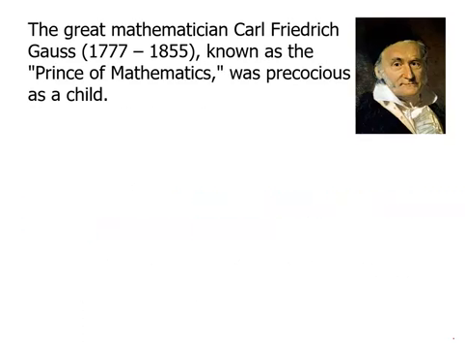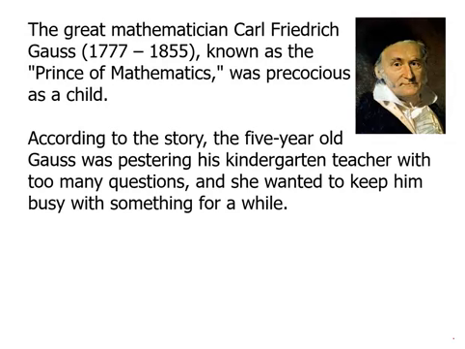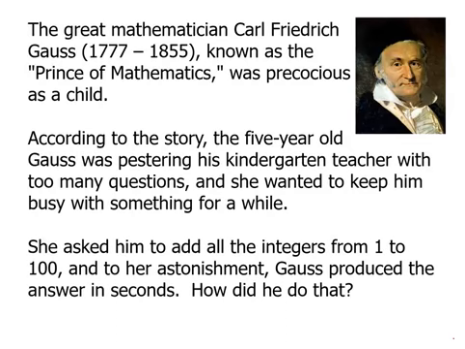of question. The great mathematician Carl Friedrich Gauss was known as the Prince of Mathematics, and he was precocious as a child. According to the story, the 5-year-old Gauss was pestering his kindergarten teacher with too many questions, and she wanted to keep him busy for a while, to shut him up with some kind of hard question. She asked him to add all the integers from 1 to 100, and to her astonishment, Gauss produced the answer in seconds. How did he do that?